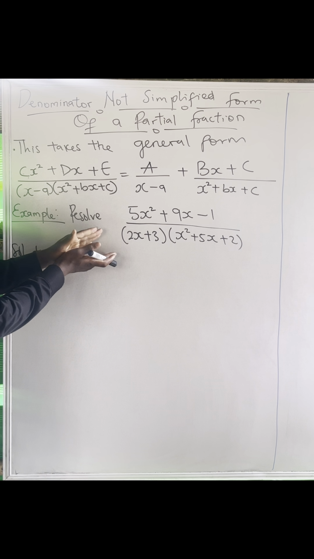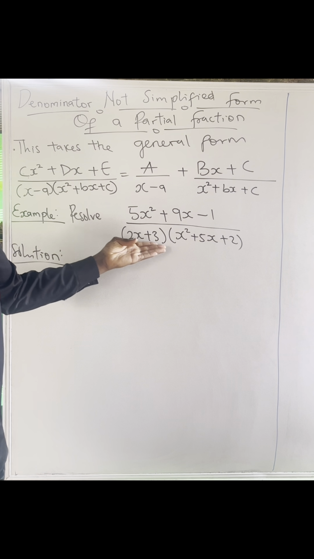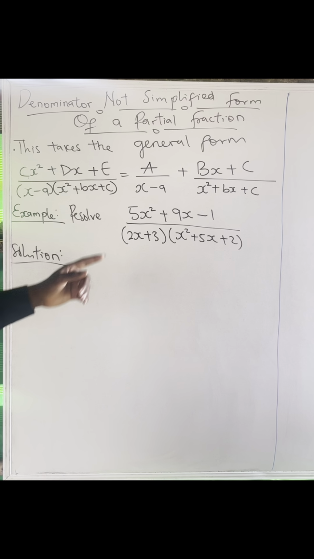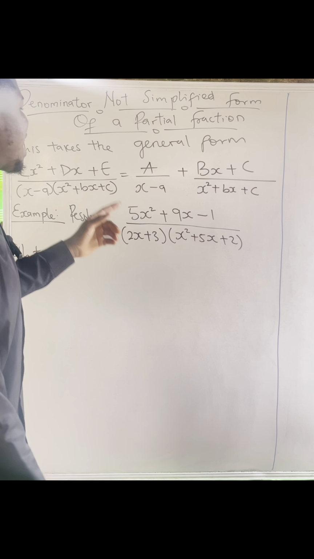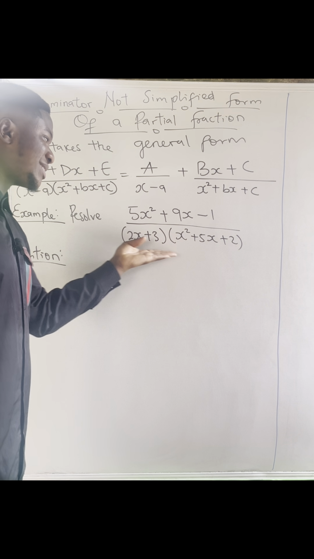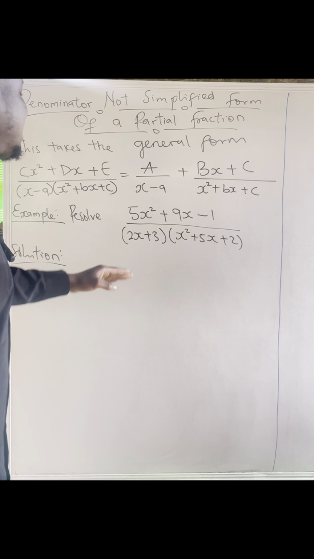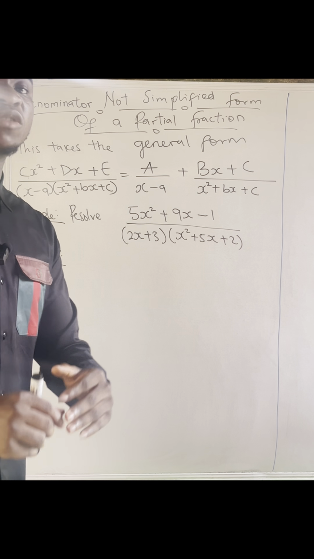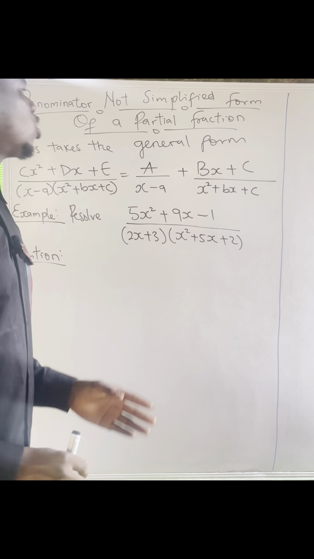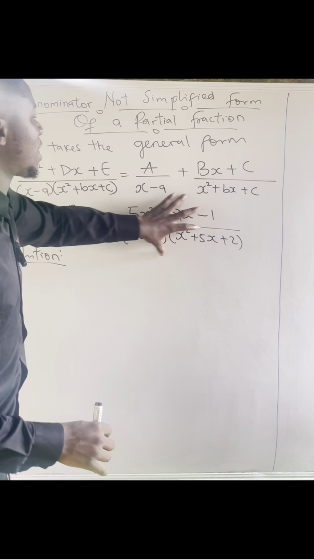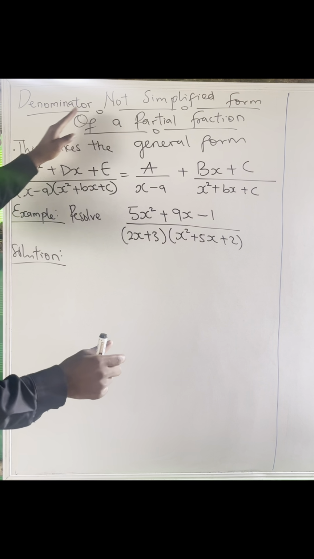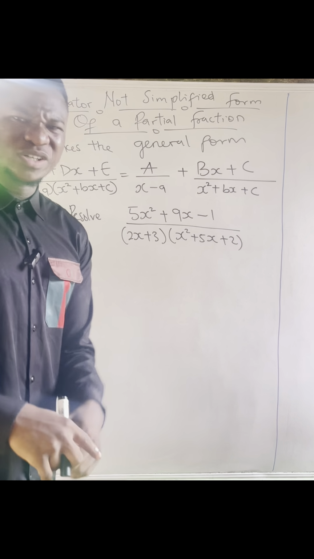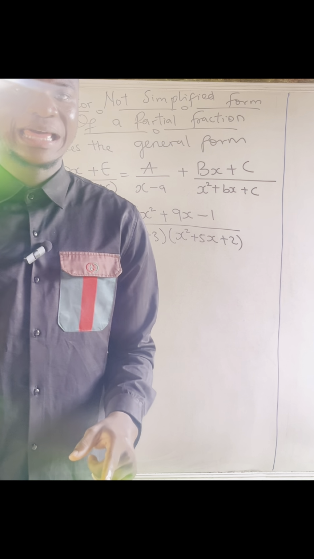Now you will see that in this particular example, we have the numerator to be this, we have the denominator to be this. In this denominator here, I cannot further simplify it. If I should say that I want to express this denominator further, then I'm going to be getting a third degree equation, which will be more difficult for me to simplify. So this type of partial fraction is under denominator not simplified. So the method we are going to use in solving this type of question would be different from the method we've used before in the last video.